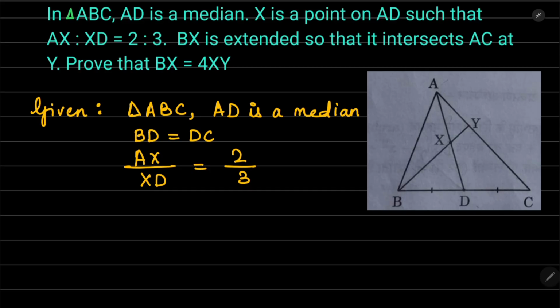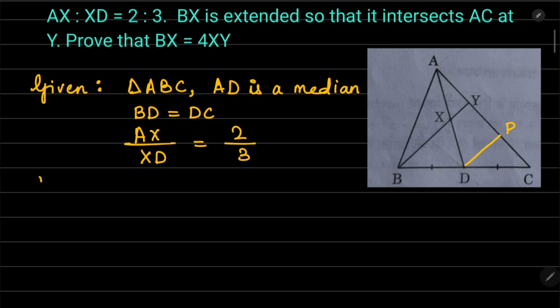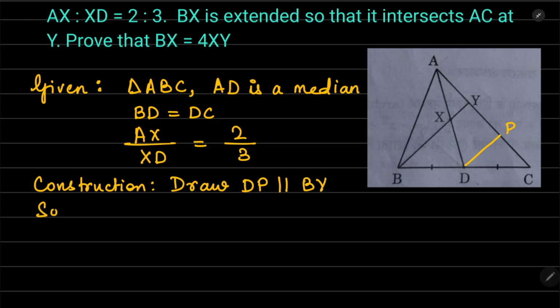So now we have to do a small construction, that is, you have to draw a line from D onto AC, let it be DP, which is parallel to BY. Okay, so that's the construction. This is a must construction. Draw DP parallel to BY. Okay, now let's write the solution. You have to prove that BX equal to 4 times XY.